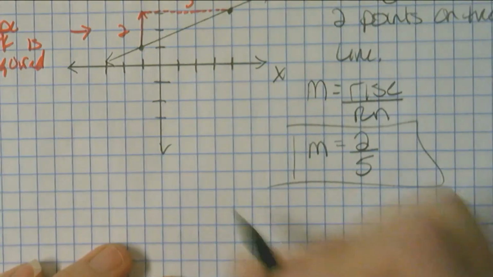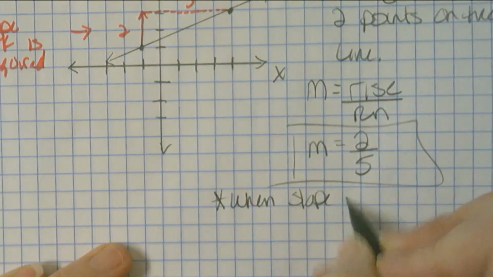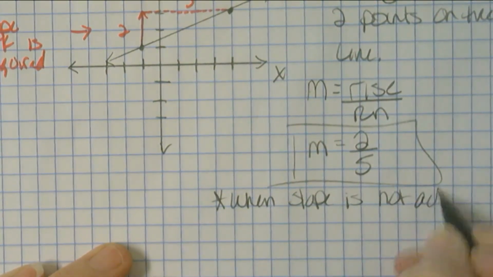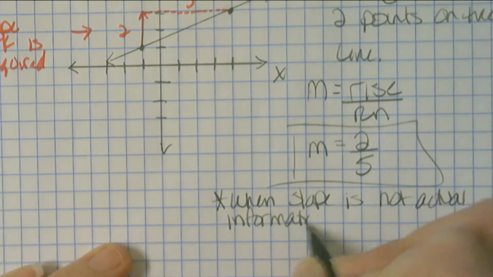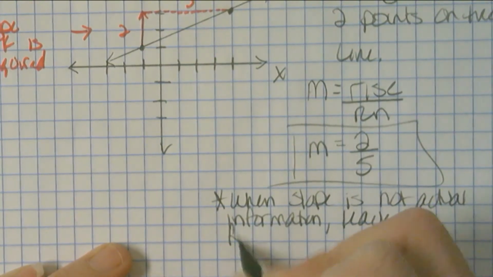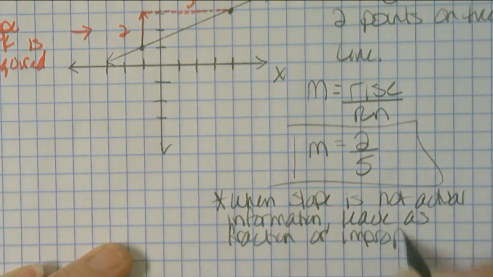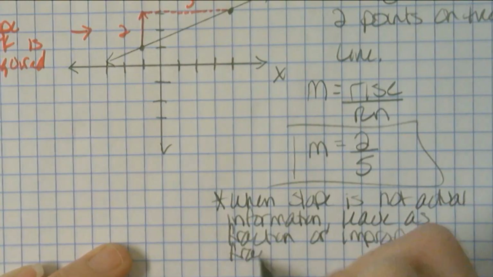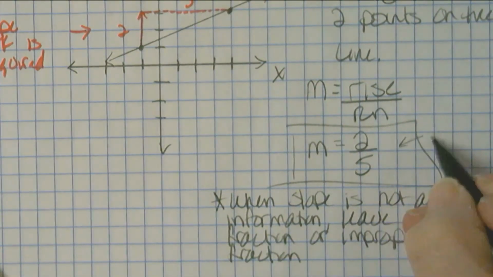All right, so when slope is not actual information, leave as fraction or improper fraction. So my slope is 2/5, and I want to make sure that that's simplified.